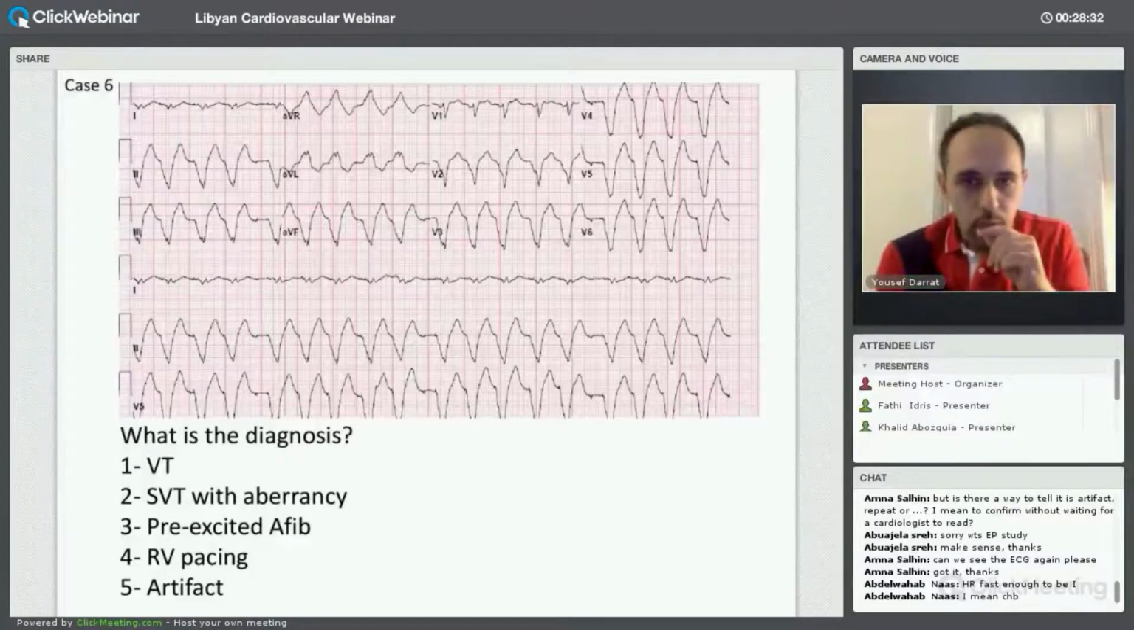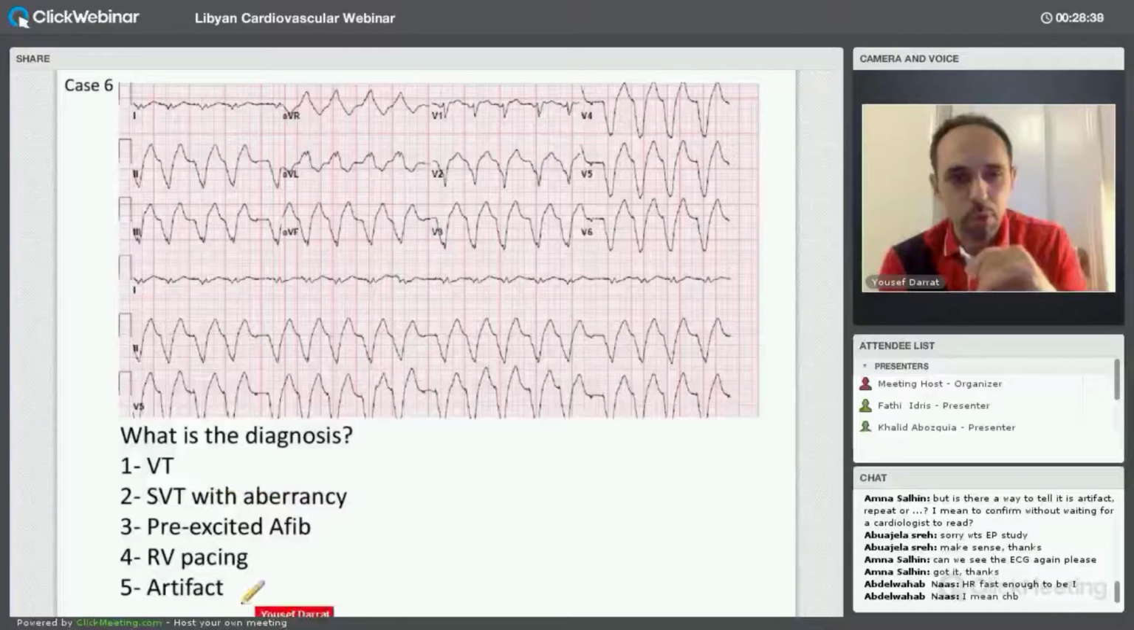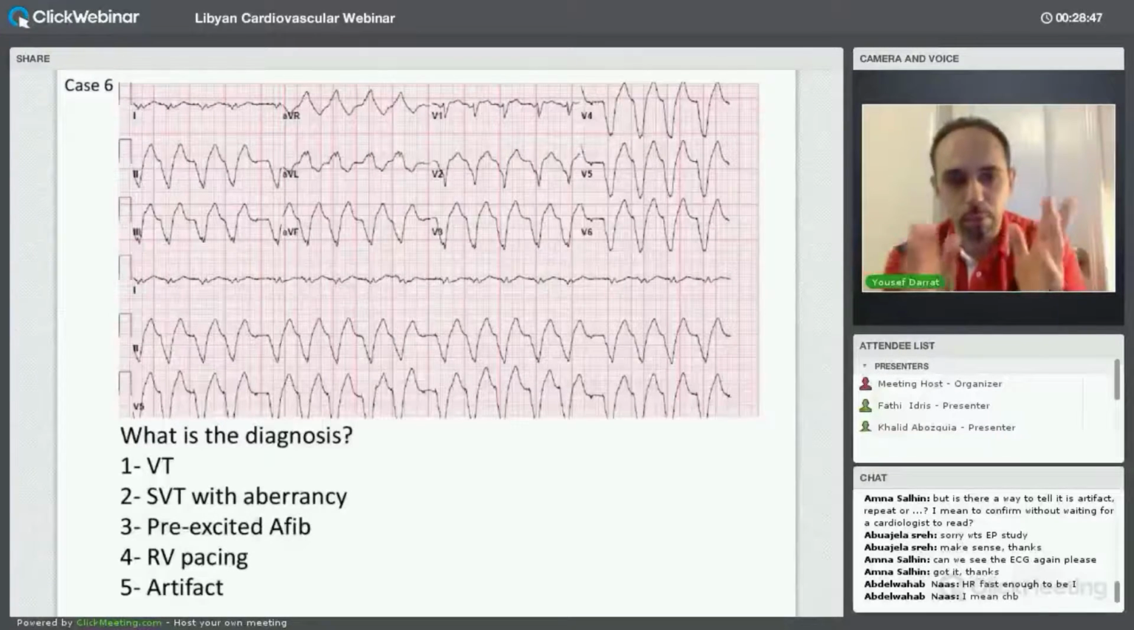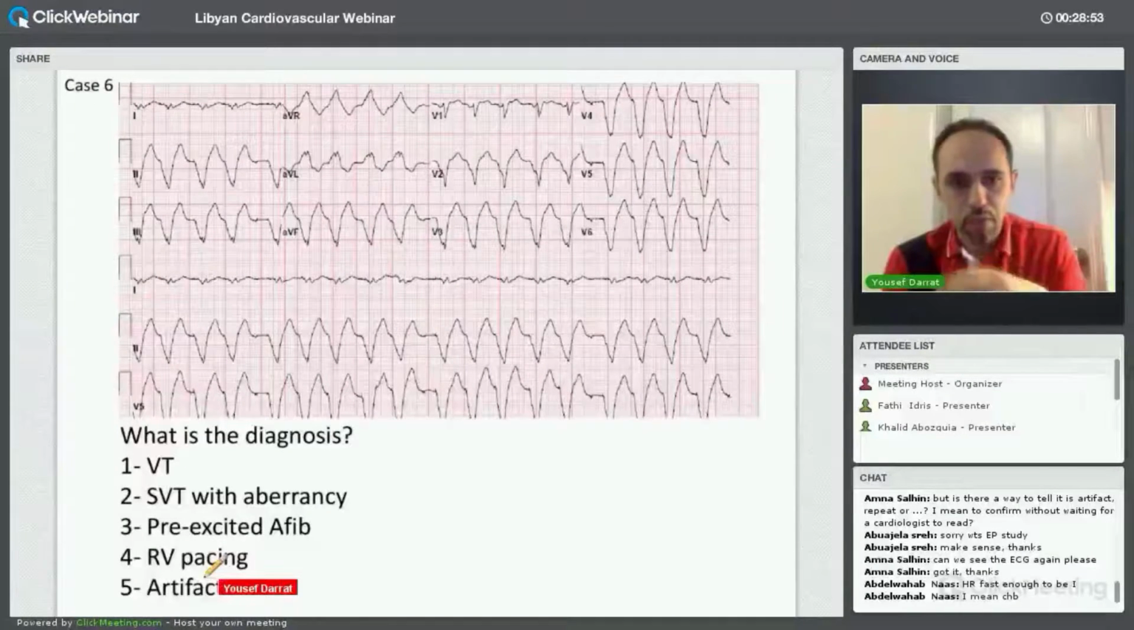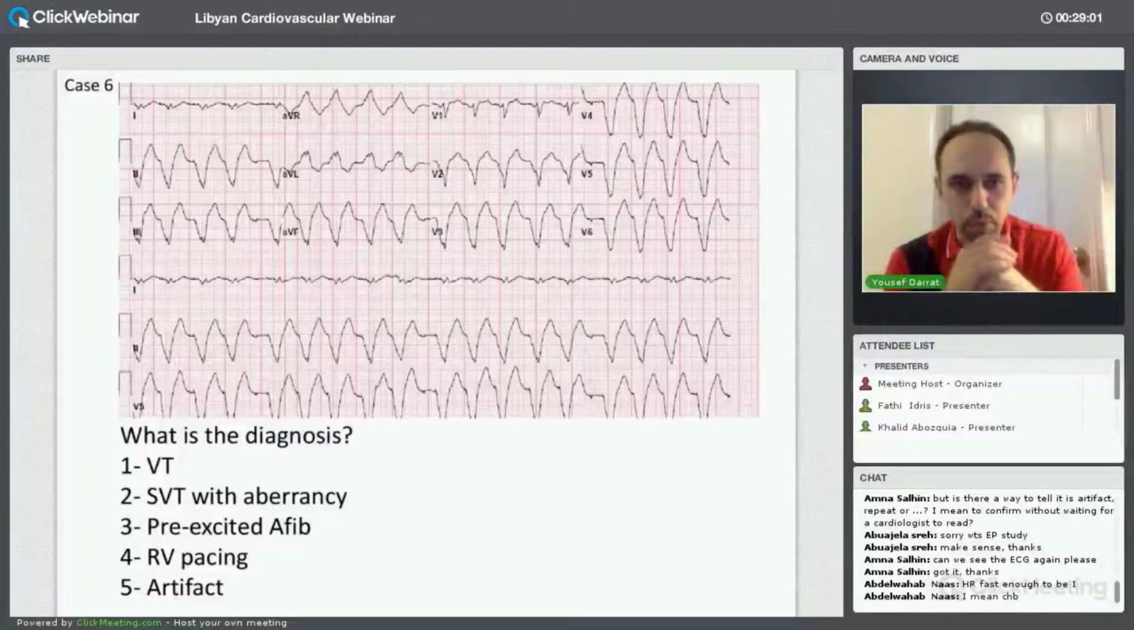This is kind of a tricky one. The main thing is that any wide complex tachycardia can be any of those options. When you take a look at a wide complex tachycardia, take a second, pause, and think: is this VT, SVT with aberrancy, pre-excited AFib, RV pacing, or artifact? We can rule them out one at a time. Artifact is unlikely, it's very consistent and does not fit the morphology of artifact. So artifact is ruled out. And then VT, of course, we all worry about ventricular tachycardia.